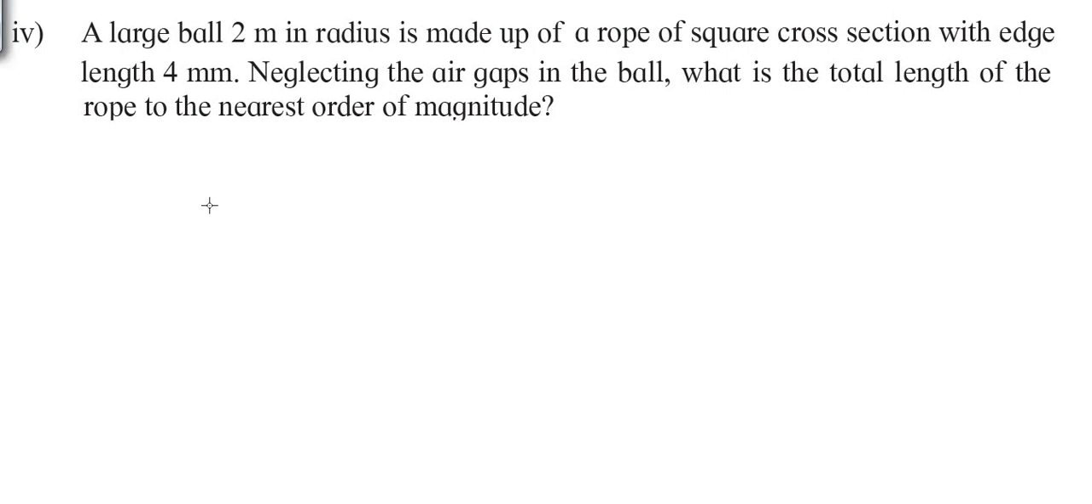A large ball 2 meter in radius is made up of rope of square cross section with edge length 4 mm. Neglecting the air gaps in the ball, what is the total length of the rope to the nearest order of magnitude?